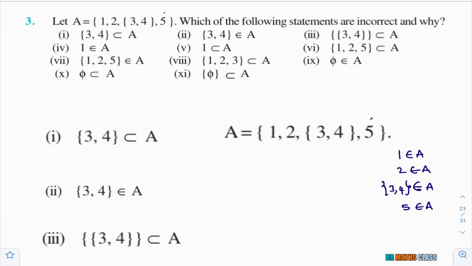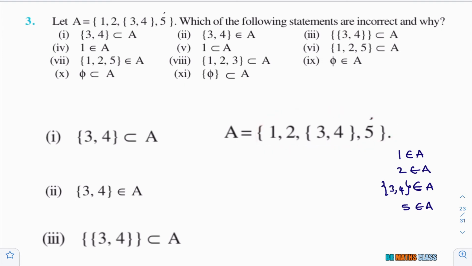Now, you tell me how many elements are present in this set? Total 4 elements are present in this set: first element, second element, third element, fourth element. First thing, it must be clear what elements are present in set A and what elements are not present in set A.